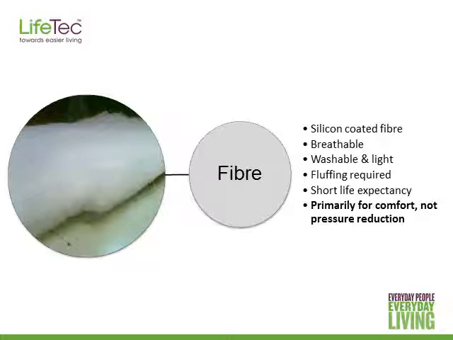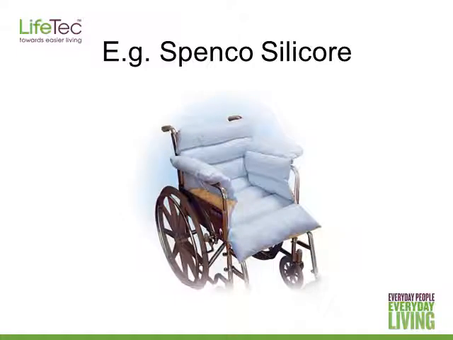Generally speaking, this type of cushion is suitable for someone who is just wanting comfort or is at low risk of developing a pressure injury. An example of a fibre cushion is the Spenco Silicor. It is made of Spenco Silicor fibres that are siliconized hollow core shafts. The supplier states that this product is suitable for people with low to moderate pressure injury risk.